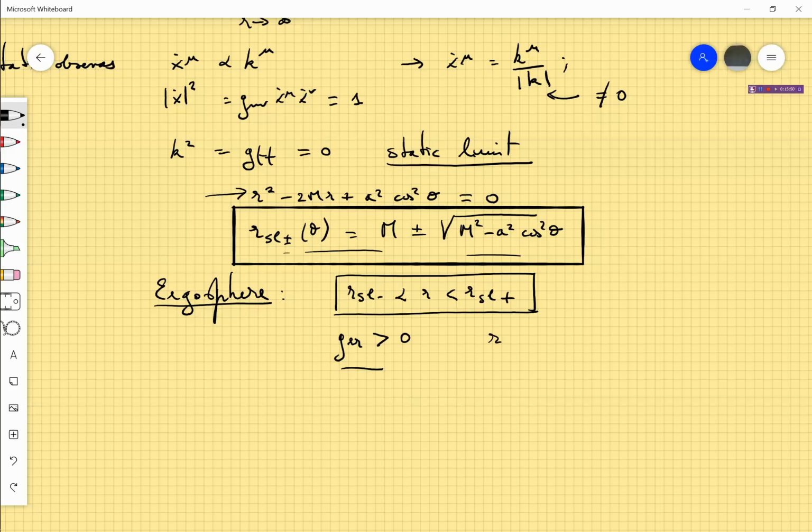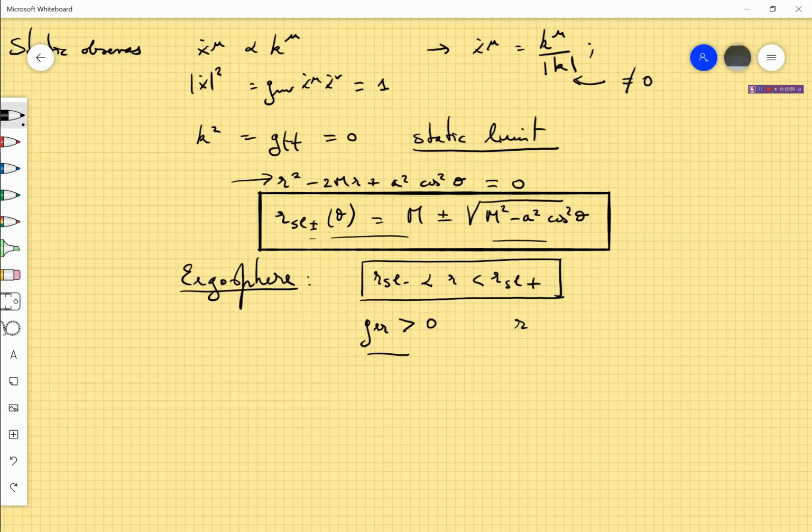Well, this region is very special. The fact that there are no static observers there, that they have to move, you may think that this is the horizon. It is not the horizon, okay? And this is why we call it the ergosphere. And in this region, we will see that this region is outside of the horizon.